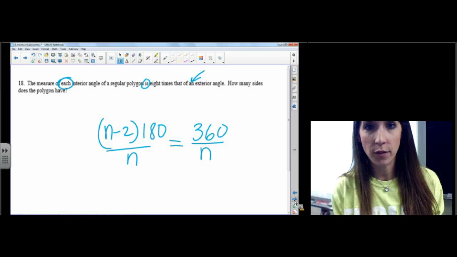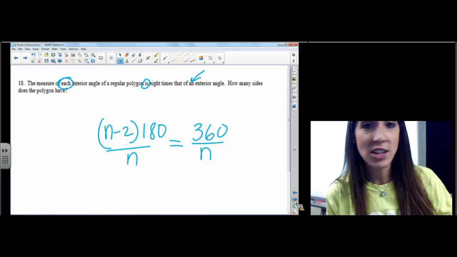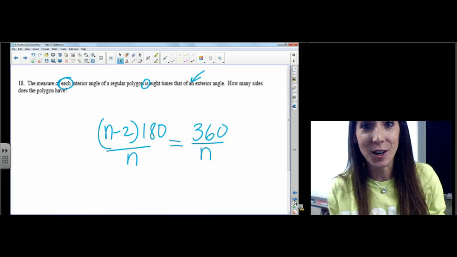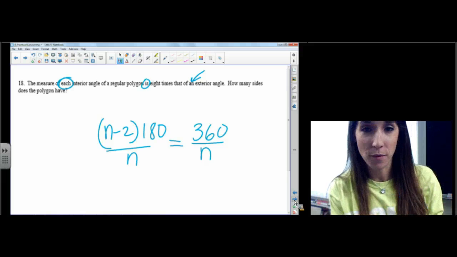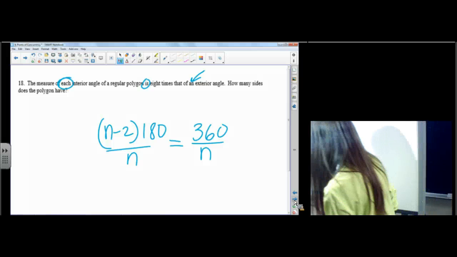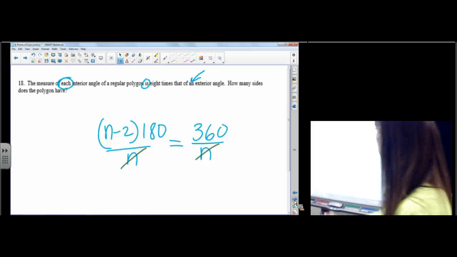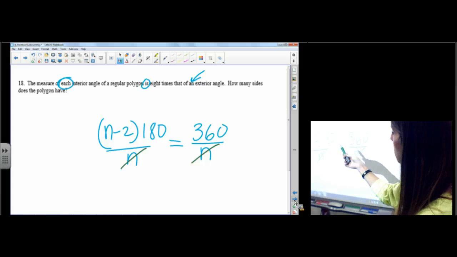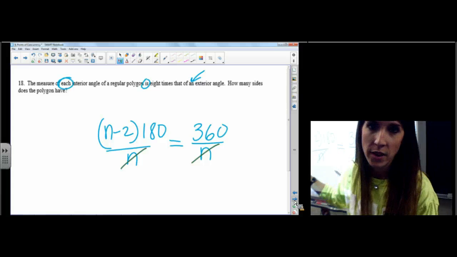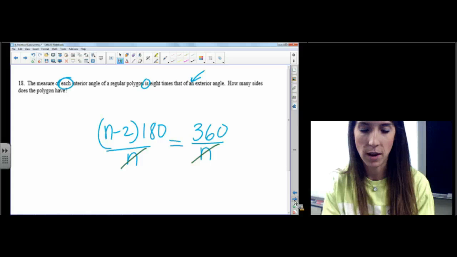So now we have to solve for this, but take a look at it. They're both over n. So we could just multiply everything by n, and those n's are gone. We've now gone from fractions to no fractions involved. And we can all solve this. N minus 2 times 180 equals 360. Divide by 180 and add 2, and you're in business.